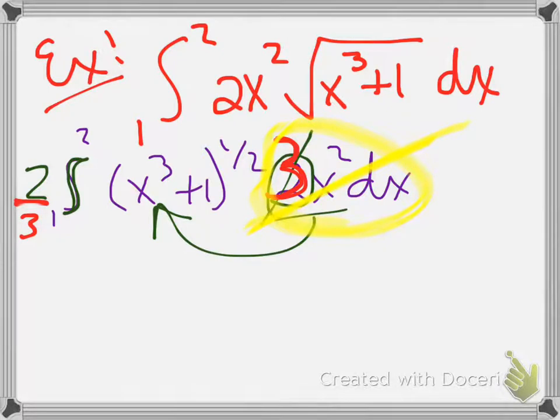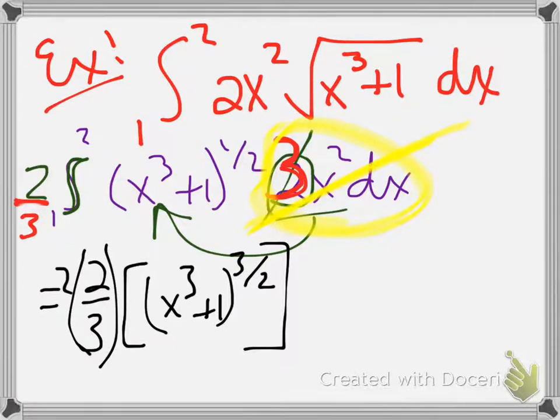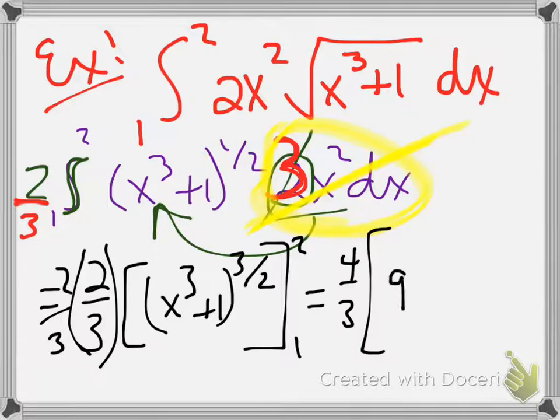And so when I integrate this, I'm going to have 2/3 times x to the third plus 1, which was to the 1/2 power. Now it's going to be to the 3/2 power, divided by 3/2, which means over here I'm going to multiply by 2/3. And we're going to go from 1 to 2. So this is going to be 4/3 times, when I plug in 2, I'm going to have 8 plus 1, which is 9 to the 3/2 power. When I plug in 1, I'm going to have 1 plus 1, which is 2 to the 3/2 power.